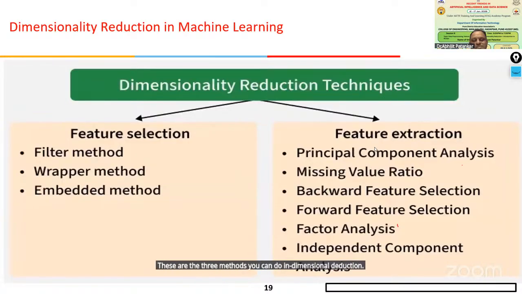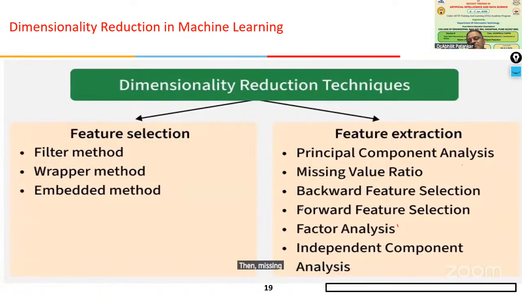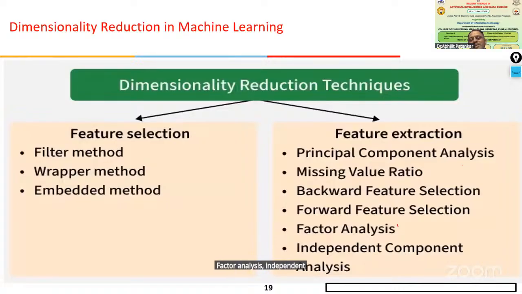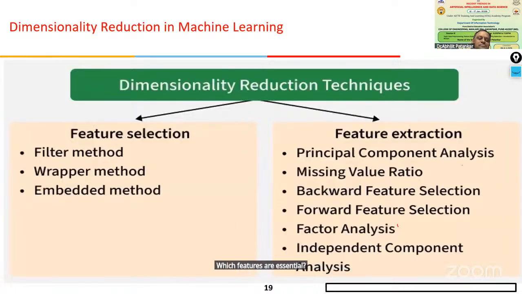Then feature extraction. This is very popular: principal component analysis, where we need to consider sample components and do the analysis. Then missing value ratio, then backward feature selection, forward feature selection, factor analysis, independent component analysis. All these are extraction of the features. Which features are essential for data handling? We are doing it in feature extraction. Now, these two steps we'll discuss: what is feature selection first, and then later on, what is feature extraction.